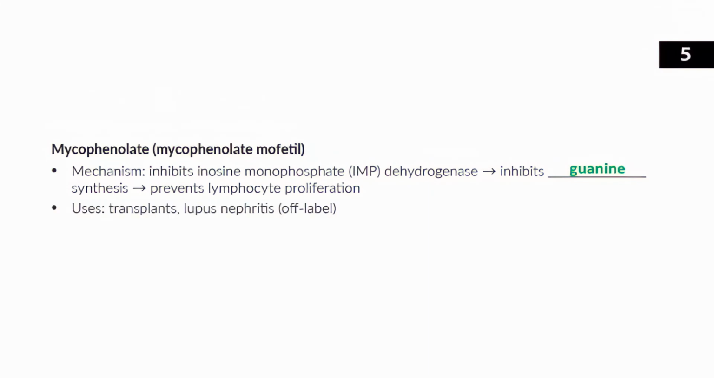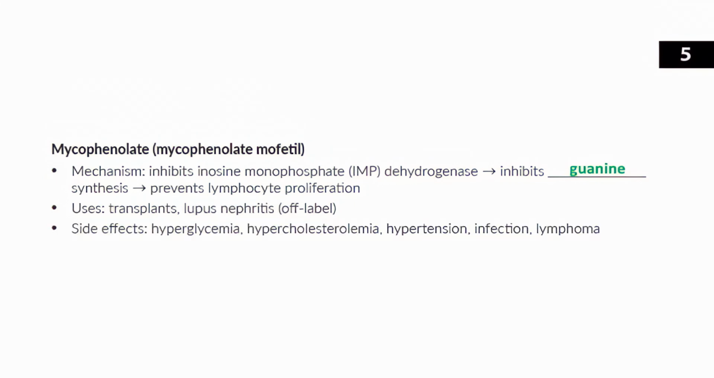It's used in transplant patients and also off-label for lupus nephritis. And the side effects aren't terribly important, but it can cause hyperglycemia and hyperlipidemia, as well as increased risk of lymphoma and infections. The next item in the study guide is about thalidomide. And we mentioned thalidomide in foundations when we were talking about teratogens.